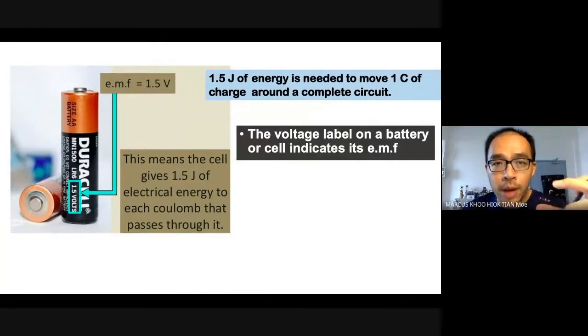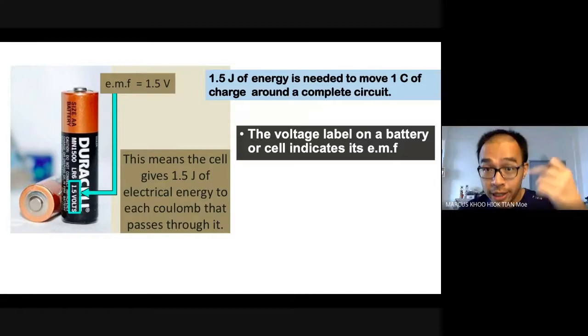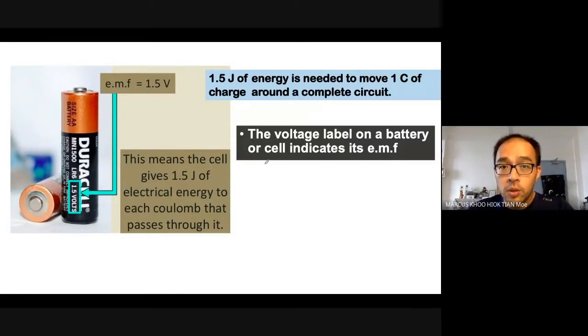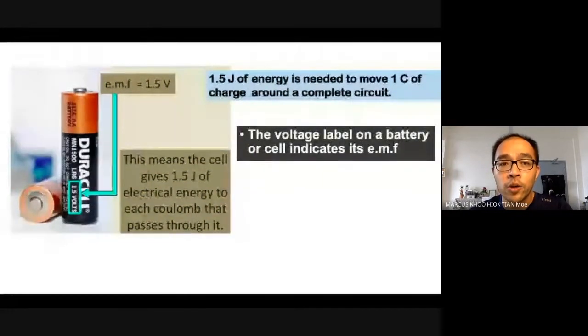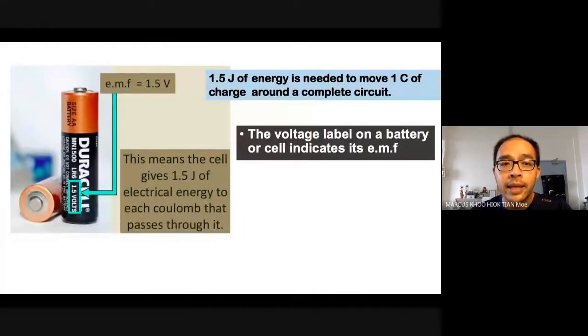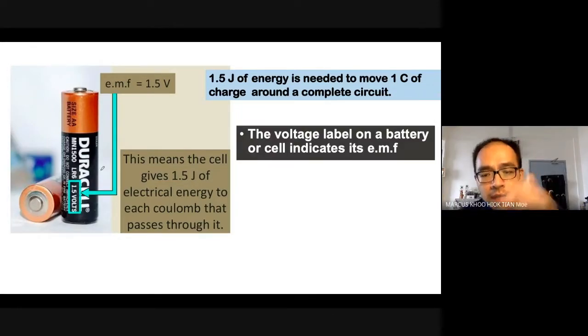When you buy a new battery, the value there is 1.5 volts. And the longer you use the battery, it makes sense, right? Obviously, the amount of energy is going to decrease. So the voltage label on the battery is actually the E.M.F. But when you go to the supermarket, you don't tell the supermarket auntie, "Auntie, can you give me a battery with the E.M.F 1.5 please?" She would slap your face. What is this E.M.F? So only scientists use the word E.M.F. So let's be scientists.